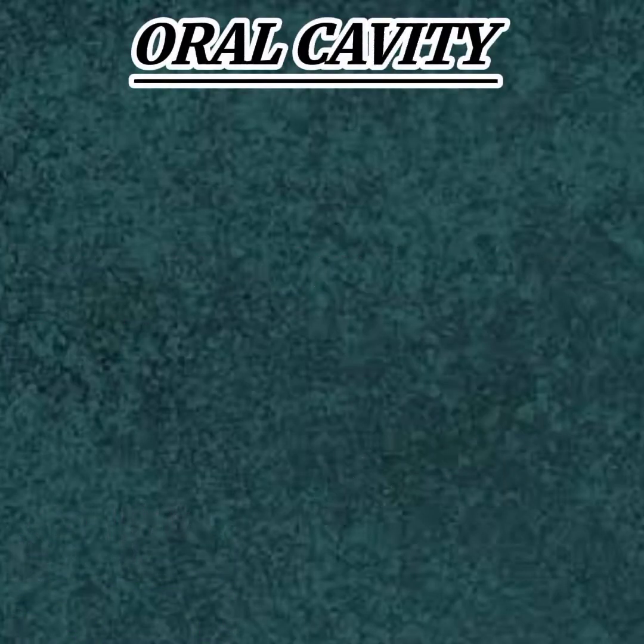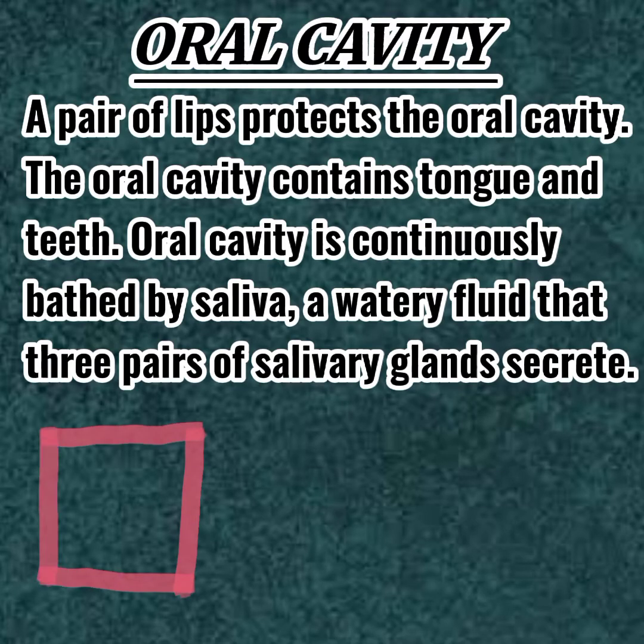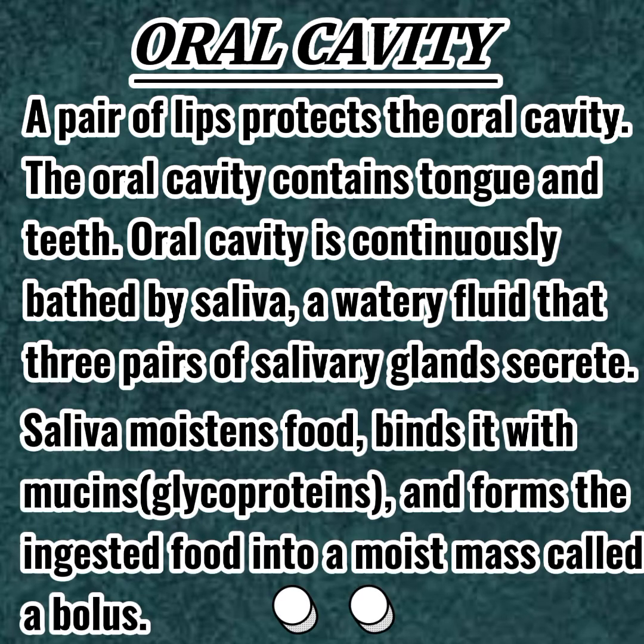Oral cavity. A pair of lips protects the oral cavity. The oral cavity contains the tongue and teeth. The oral cavity is continuously bathed by saliva, a watery fluid that 3 pairs of salivary glands secrete. Saliva moistens food, binds it with mucins, and forms the ingested food into a moist mass called a bolus.